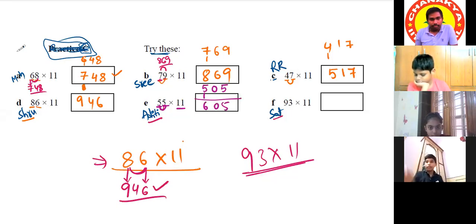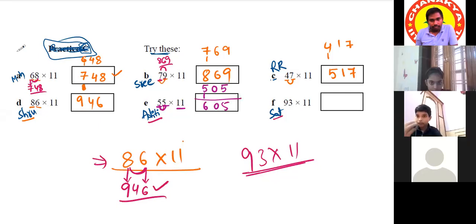Sir, here we have to put 9, but the next place is a carry, so we'll put 10 instead of 9. Very good. And 9 plus 3, the end number is 2, and the end number 3, we'll put 3 as it is.